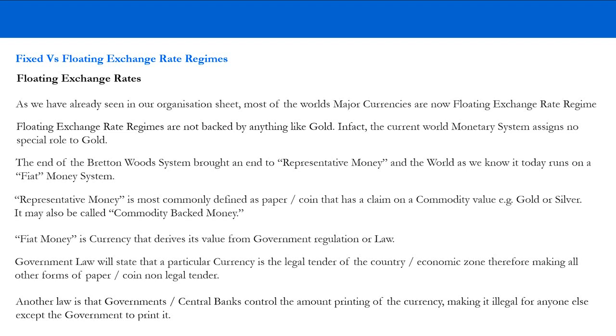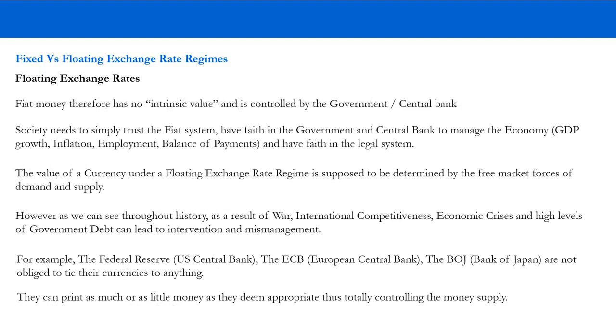Another law is that governments and central banks control the amount of printing of the currency, therefore making it illegal for anyone else except the government to print it. And fiat money basically has no intrinsic value. It's controlled by the government and the central bank. So the way a fiat money system works is that society just needs to trust the fiat system and have faith in the government and the central bank to manage the economy.